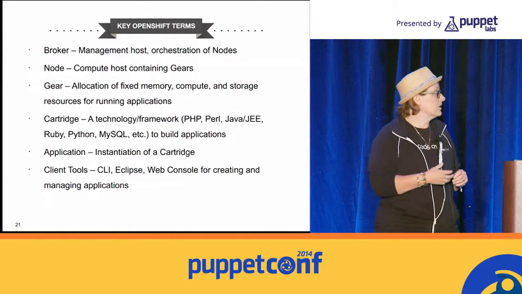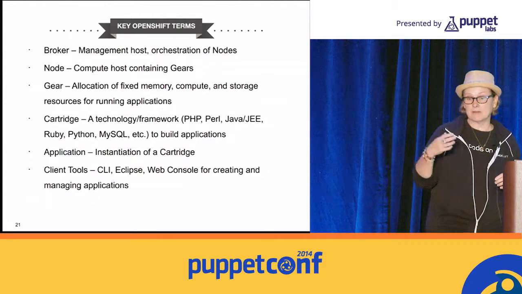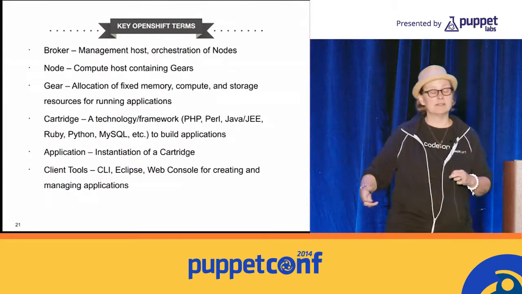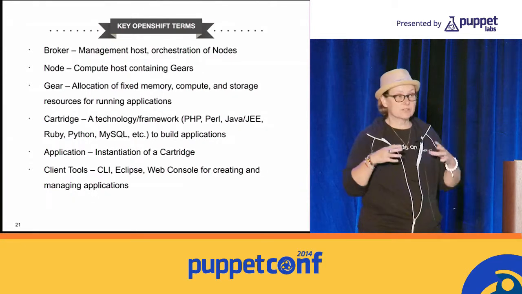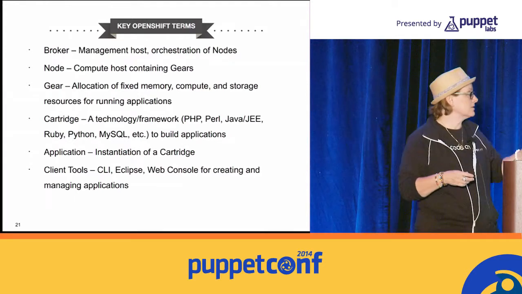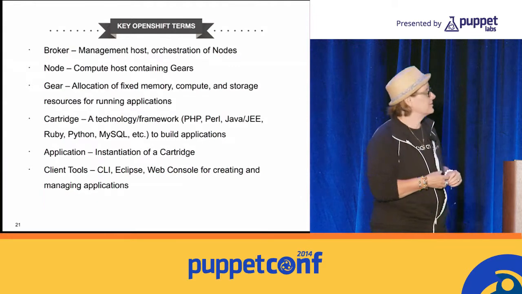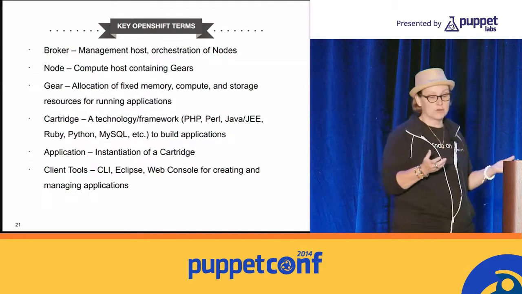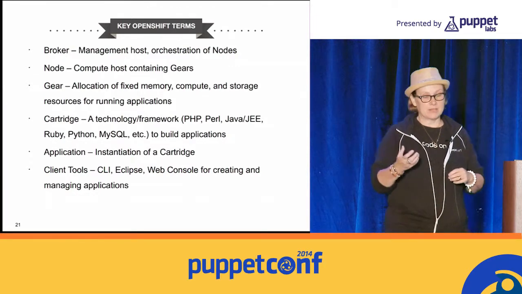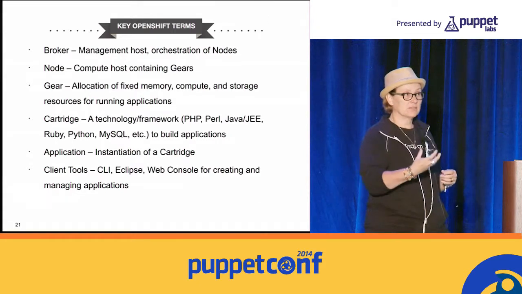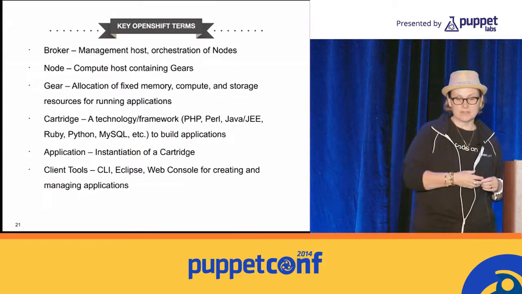And cartridges are the way that we extend it. If you have a framework or a database that's special, or you want a specially tweaked version of it, you can always fork one of our cartridges, deploy it as your own, and share it with the community. So an application is considered an instance of a cartridge deployed inside of a gear.